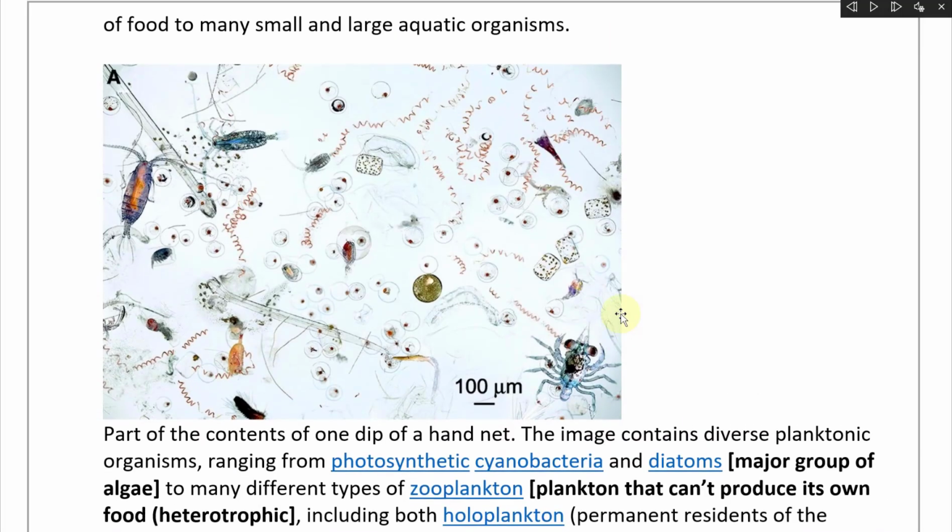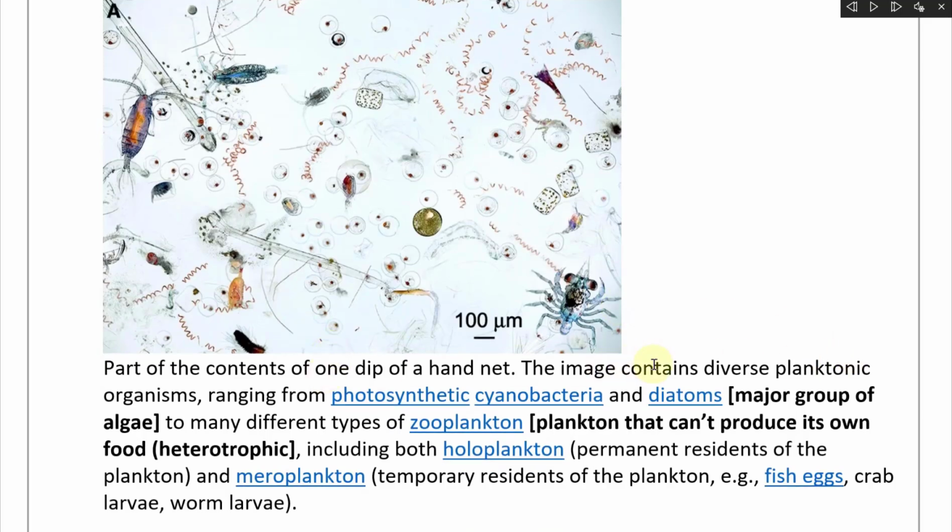The image contains diverse plankton organisms ranging from photosynthetic cyanobacteria and diatoms, which is a major group of algae, to many different types of zooplankton, which is plankton that can't produce its own food. That's heterotrophic, including both holoplankton, which are permanent residents of the plankton, and meroplankton, which are temporary residents of the plankton, e.g. fish eggs, crab larvae, and worm larvae.